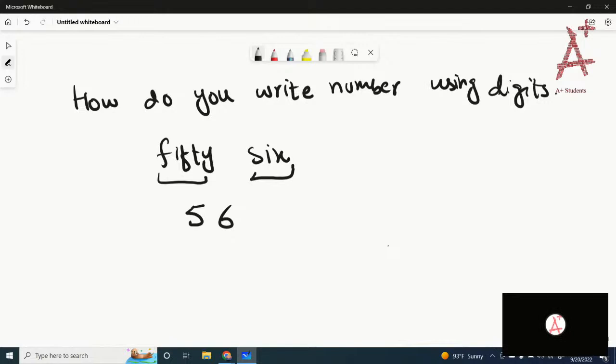Got it? Okay, on the top right corner you have a test button. So just click on the test button so that we can have the same questions. Are you on test? Okay, the first one is how do you write this number using words?